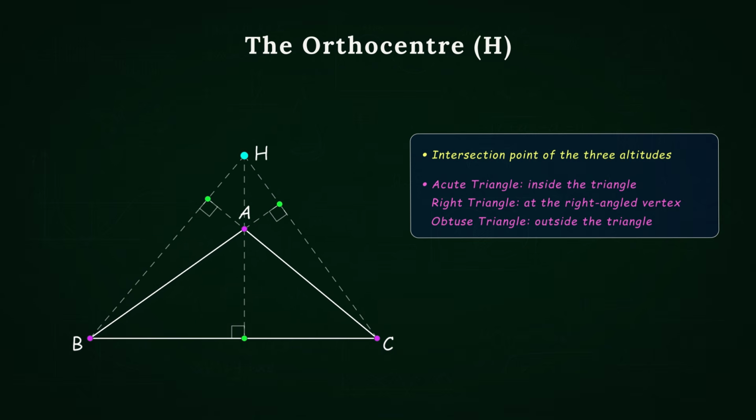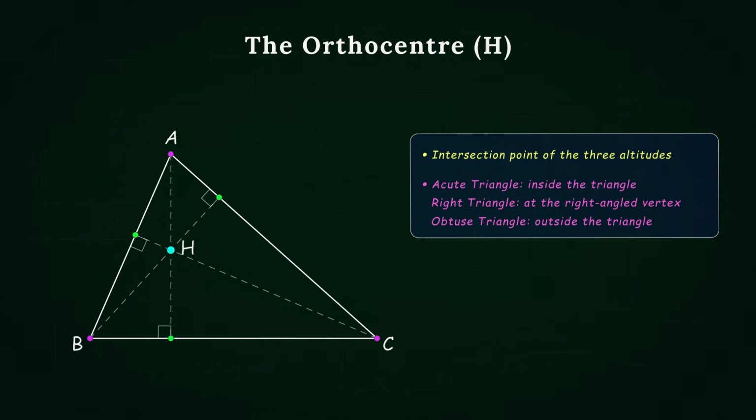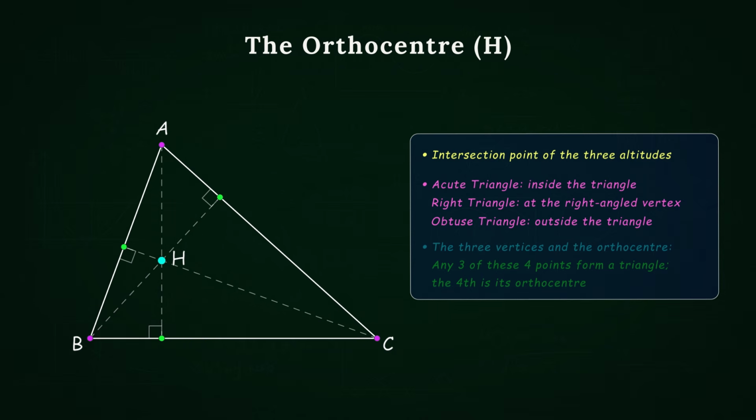Given the 3 vertices of a triangle and its orthocentre, any 3 of these 4 points form a triangle, and the remaining point is the orthocentre of that triangle. For example, if we take triangle BHC, the remaining point A is its orthocentre.